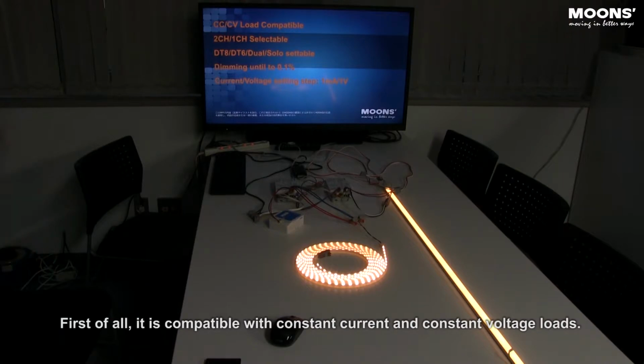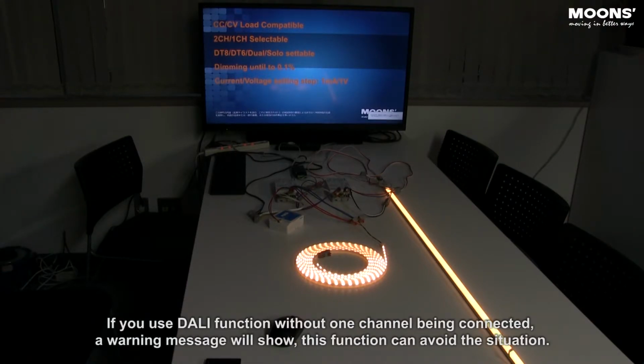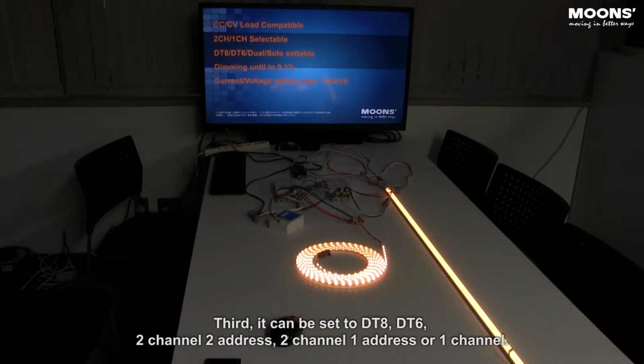First of all, it is compatible with constant current and constant voltage loads. Second, it is a two-channel output driver, any one of which can be turned off. If you use the DALI function without one channel being connected, a warning message will show. This function can avoid the situation. Third, it can be set to DT8, DT6, 2-channel 2 address, 2-channel 1 address or 1 channel.